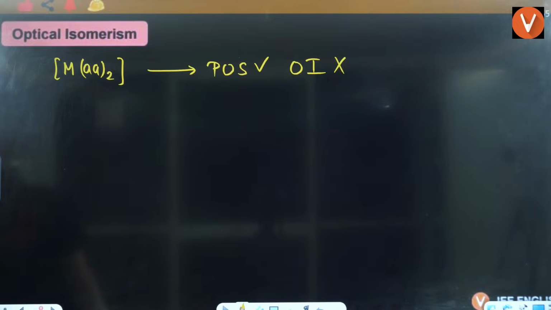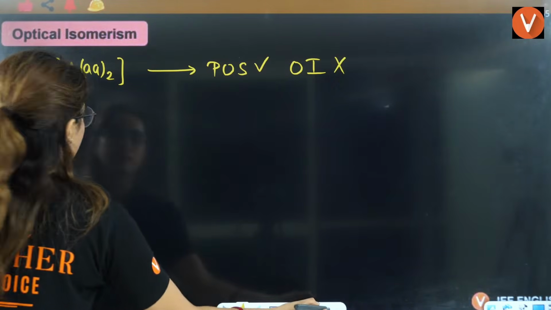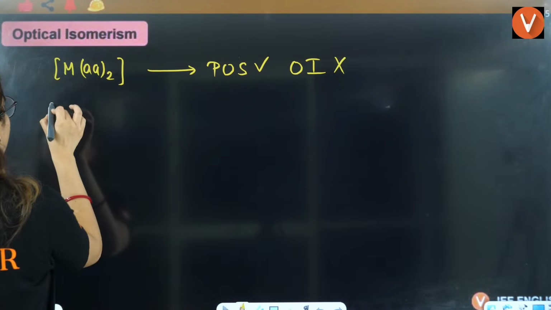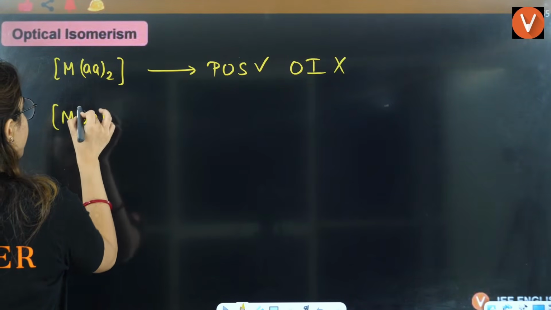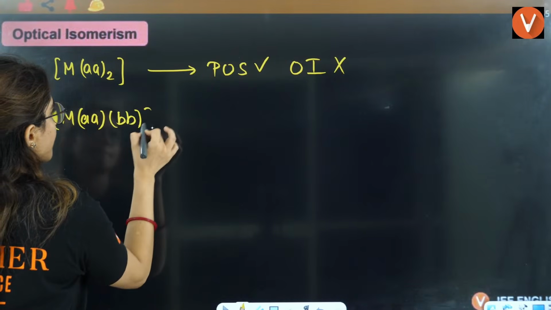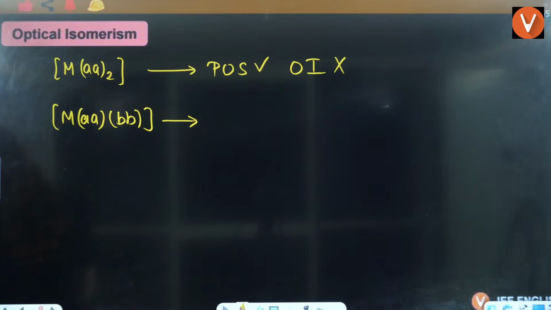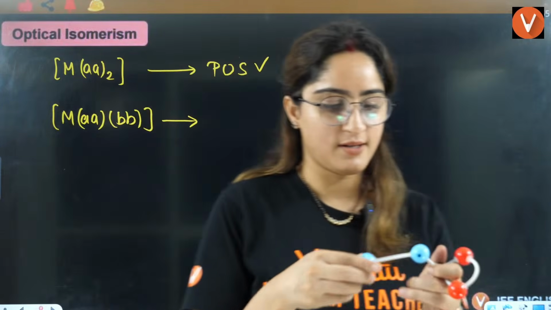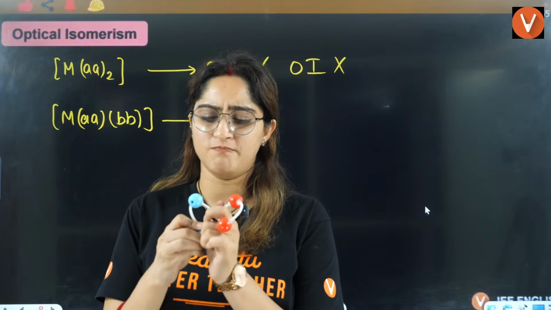Okay. Next you have AA and BB. See how you're going to teach, I'm saying how I'm going to learn. Okay, this is AA and BB. That's how you have AA and BB.